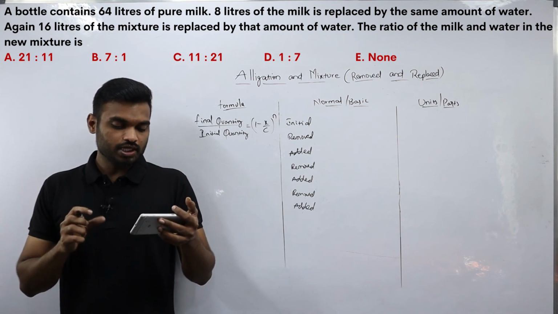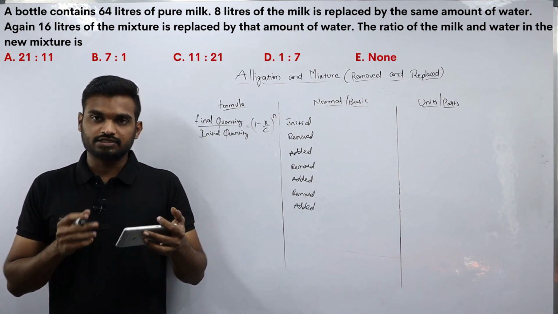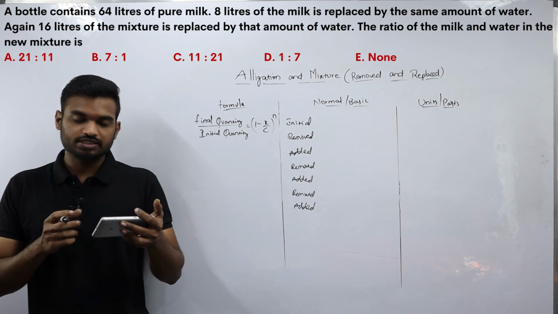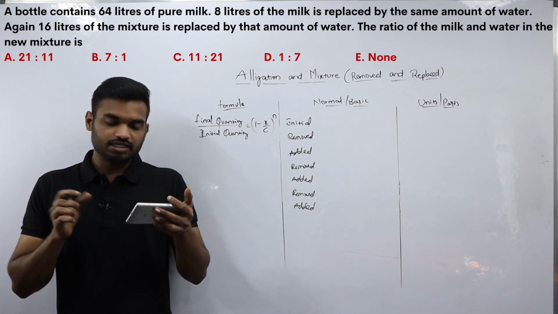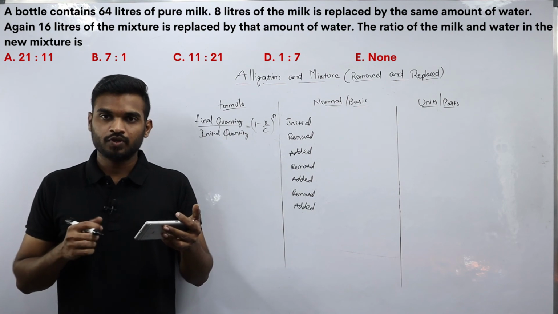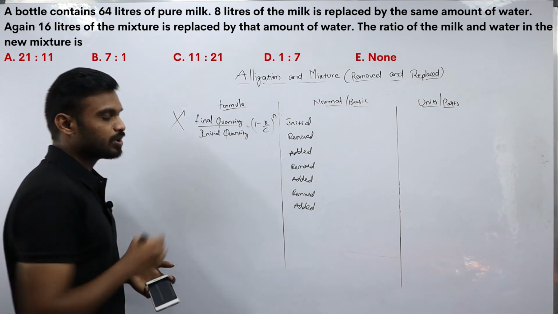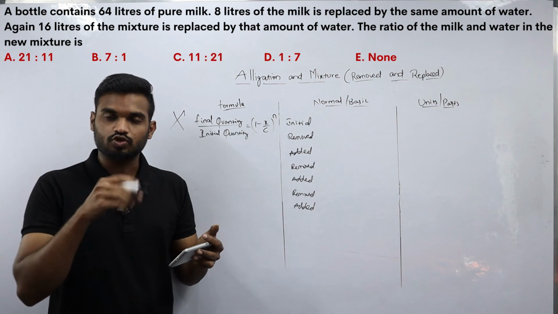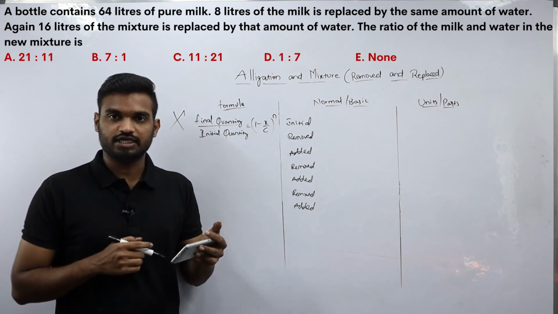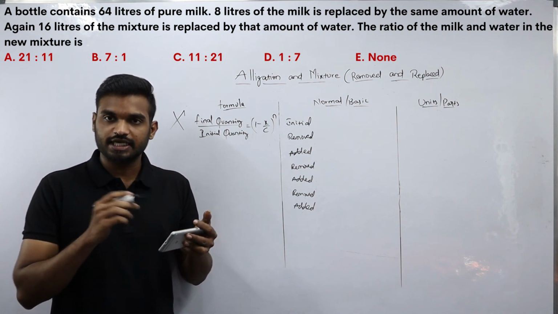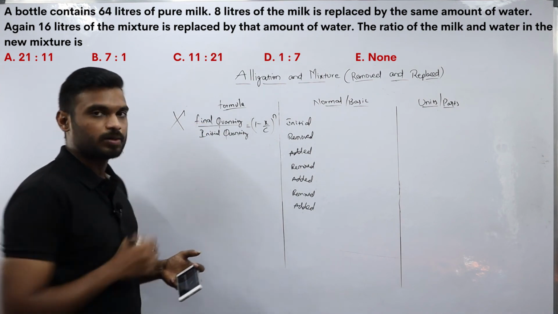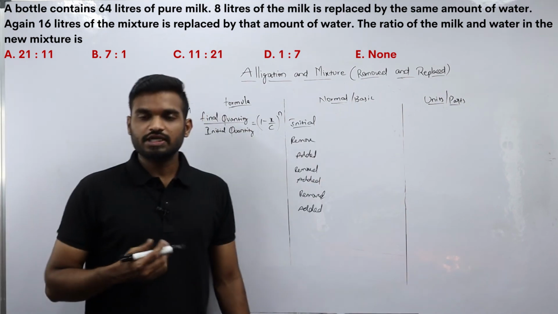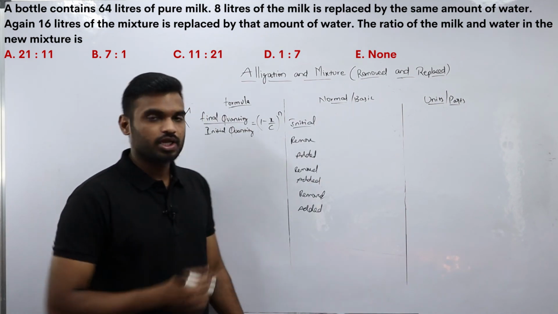Here the removed and replaced quantities in the first and second case are not equal. See here, in the first case 8 liters of milk is replaced by water and in the second case 16 liters of mixture is replaced by water. So we can't use this formula method to solve the problem because here the total quantities are different in the first and second case. Now let's see how to solve the same problem using this normal or basic method.